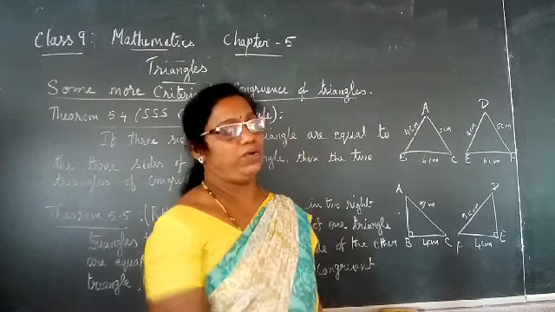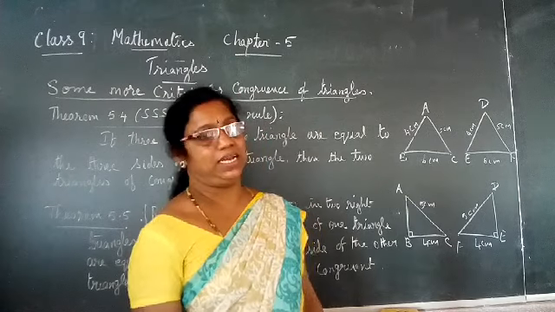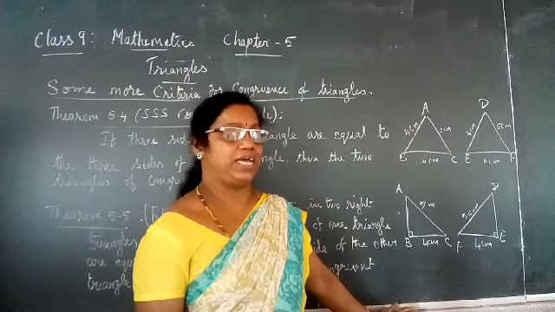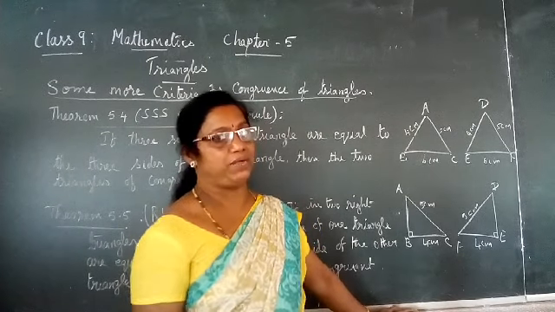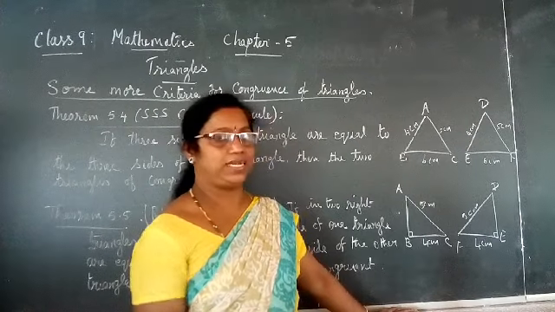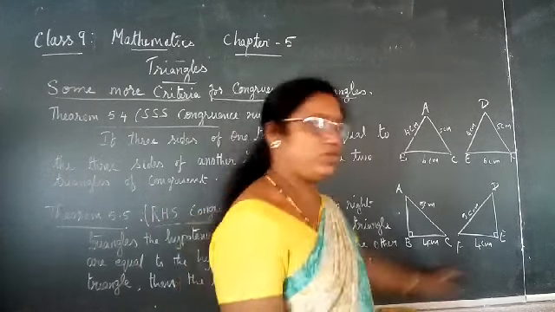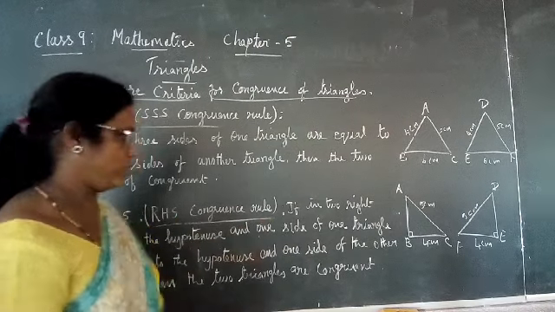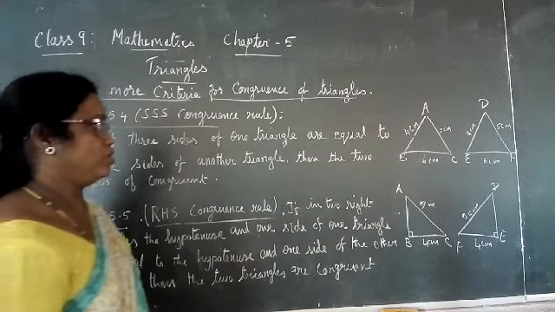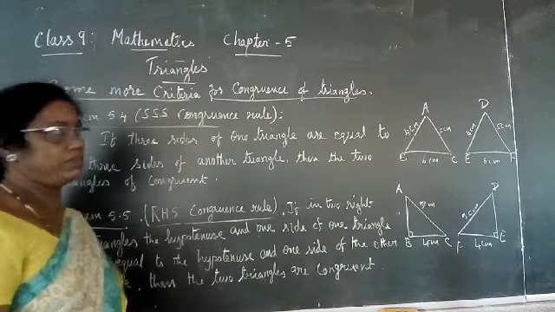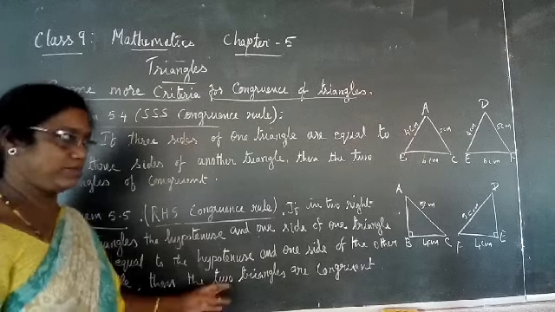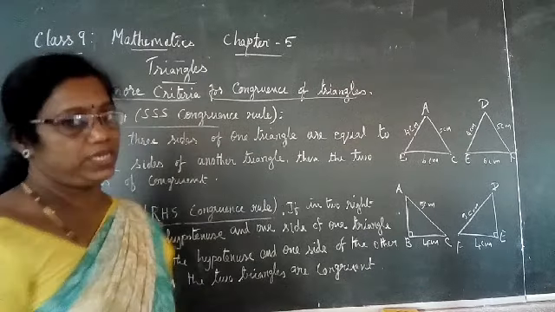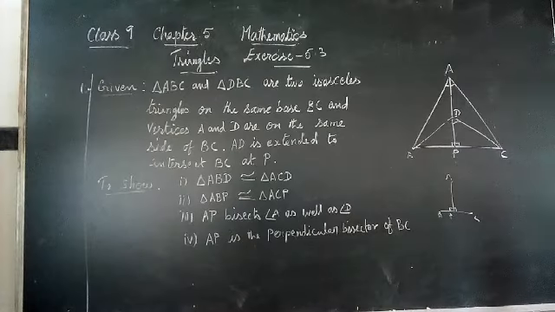So if you have two right-angled triangles, and the hypotenuses are equal and any one of the sides is equal, then the two triangles are congruent according to the RHS congruence rule. Based on these two theorems, we are going to solve some of the sums related to this exercise.